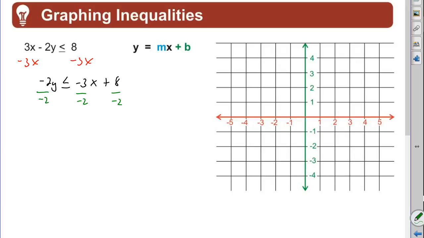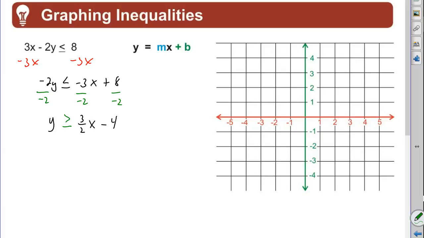Don't forget that whenever you multiply or divide an inequality by a negative quantity, you have to flip, switch, reverse, whatever you call it, your inequality symbol. All right, so y greater than or equal to 3/2 x minus 4. Okay, ready to graph. Most of the hard work is done.